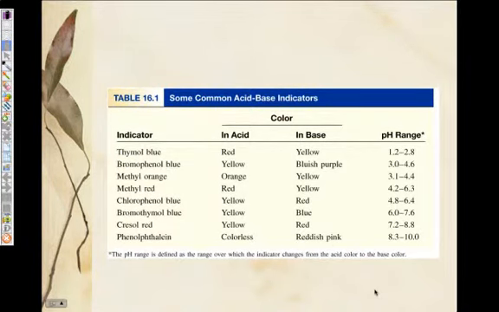We could also use, it looks like Cresol red would go from yellow to red. That color change is just harder to see, so the phenolphthalein works better. Bromothymol blue would probably actually work too, yellow to blue.